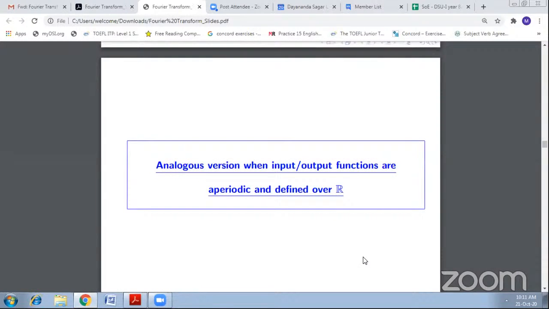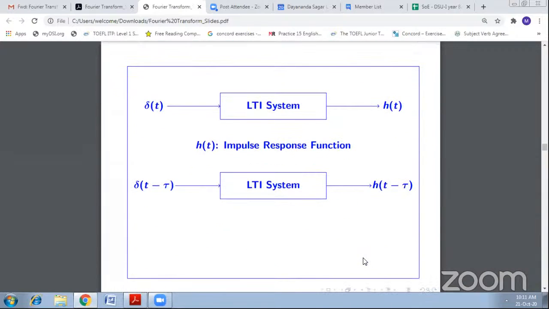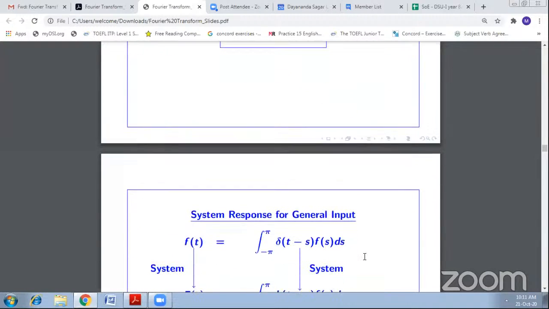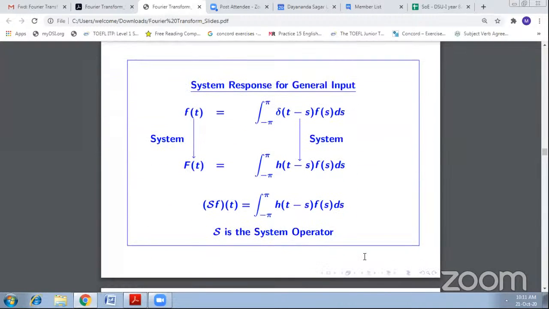This is the same thing in the case of aperiodic functions. Next slide, please. Again, we have the system and the impulse response and the shifted response. Yes, next slide, please. And again, we have that the function goes to this, the impulse response goes to this, and therefore the system operator is a convolution operator. Now it should be minus infinity to infinity, because now I am in the general case.